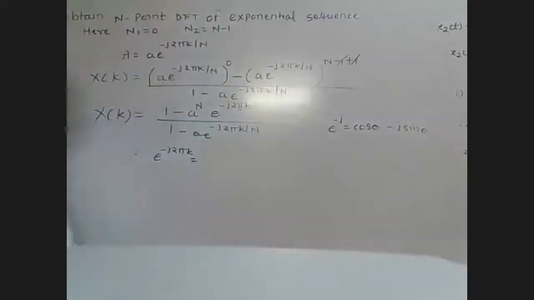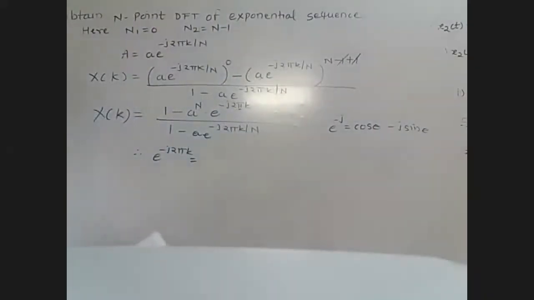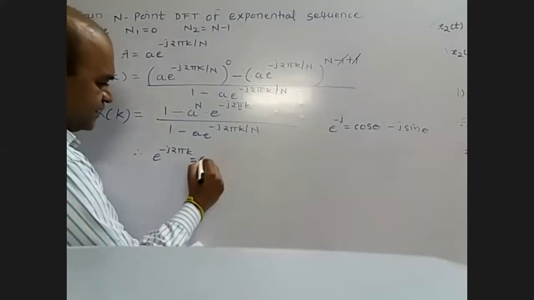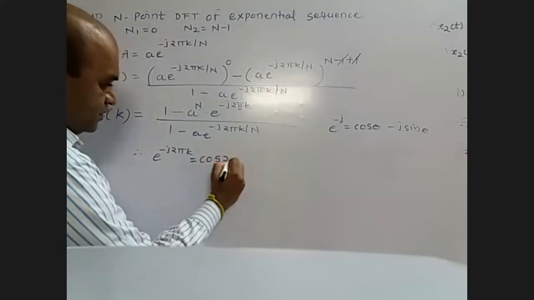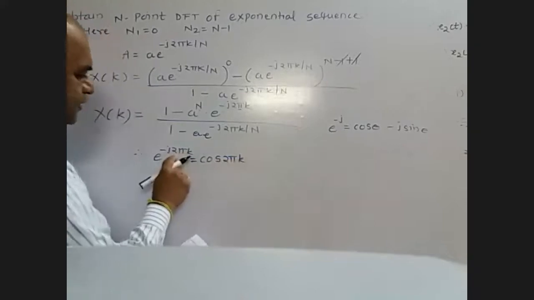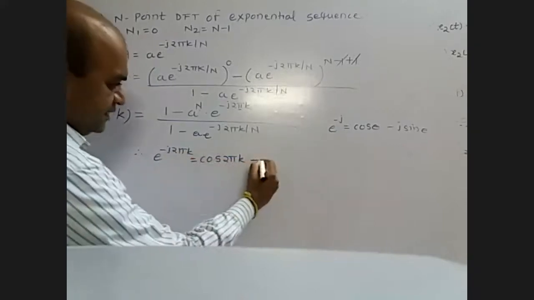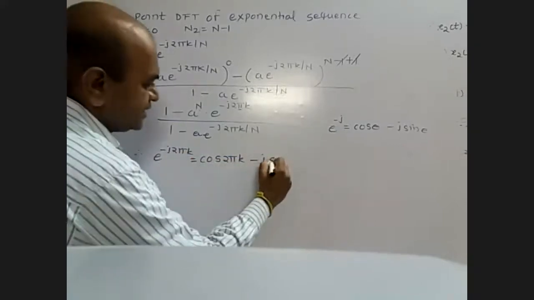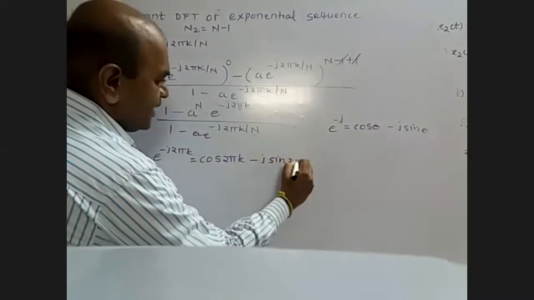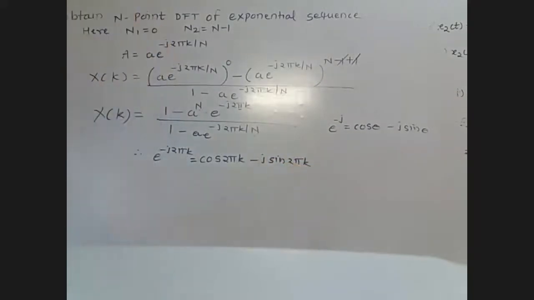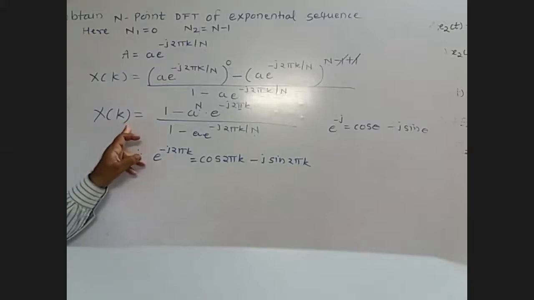So here I replace it with this term, so you will get cos of 2 pi k minus j sin 2 pi k. Okay, now k is coming from x of k, so the value of k will be 0, 1, 2, up to n minus 1.